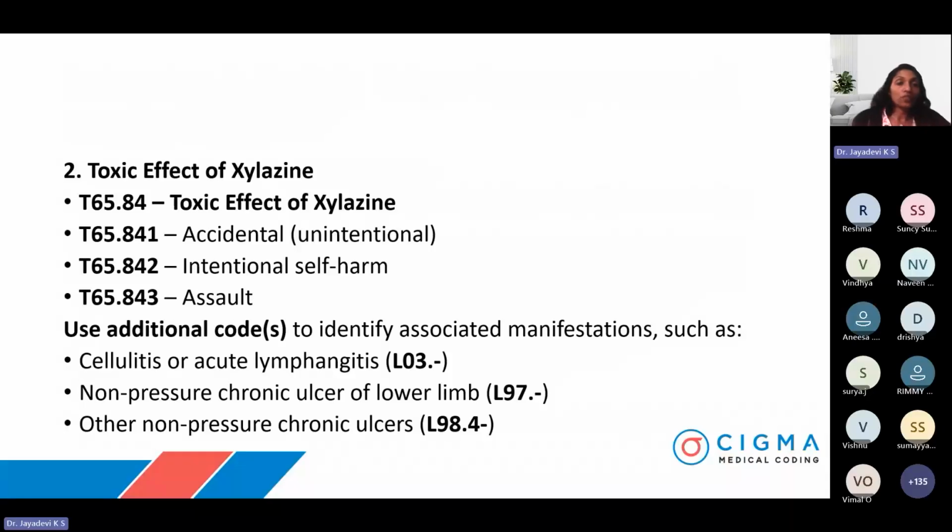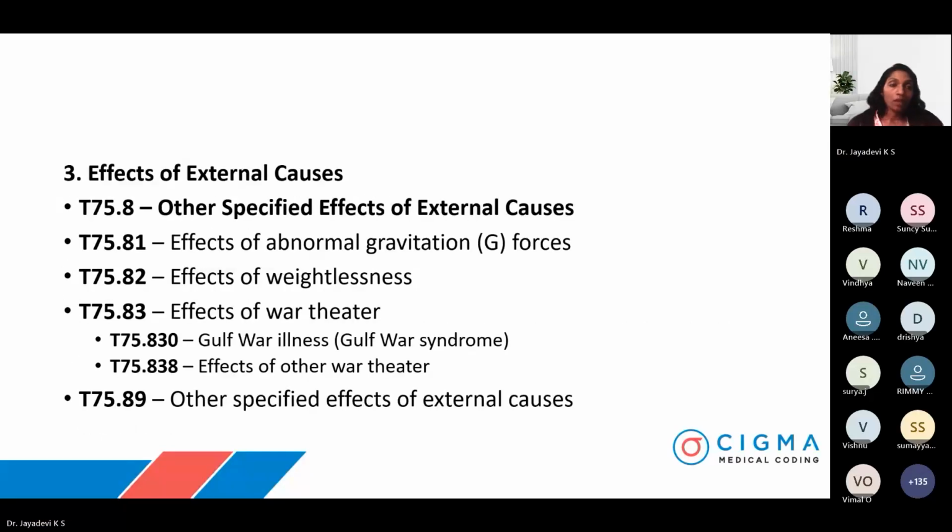Now, the toxic effect of xylazine, you have another code, T65.84. T65.841 is accidental, 842 is intentional, and 843 is assault. Here also you can use the additional code to identify the manifestations, like cellulitis, non-pressure chronic ulcer, or other non-pressure chronic ulcers. And the effects of the external causes. Now, other specified effects of the external causes.